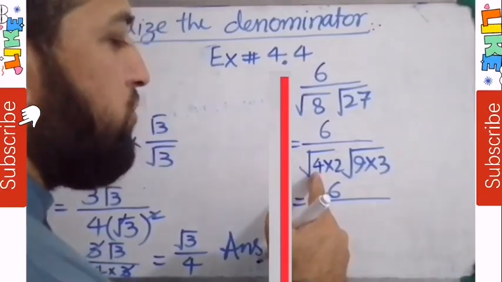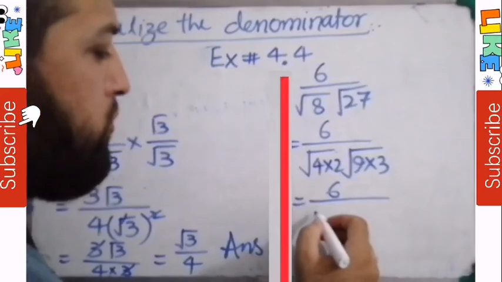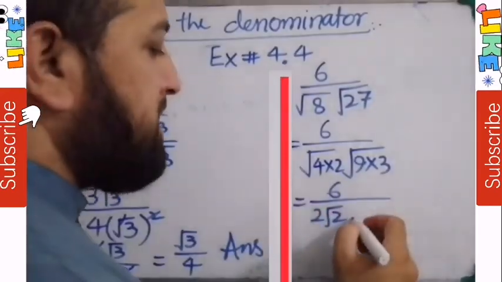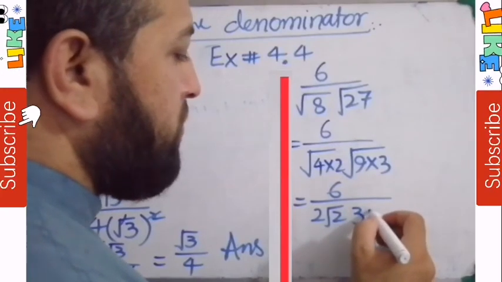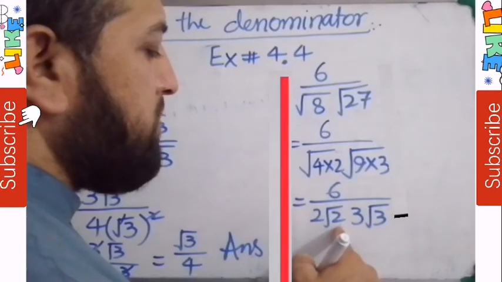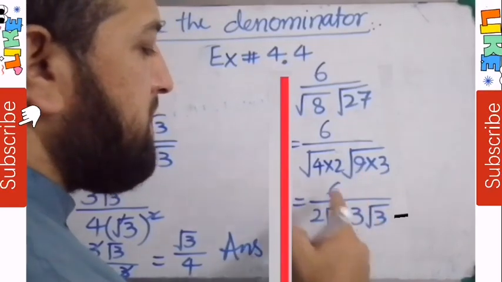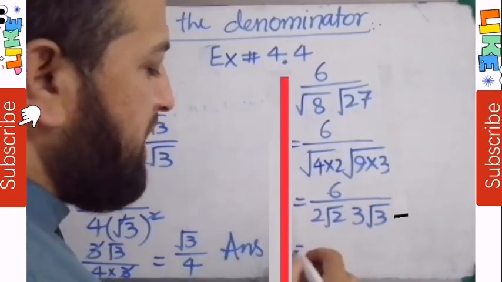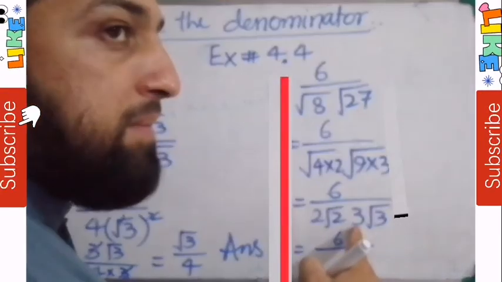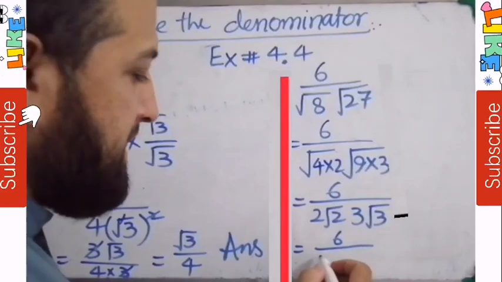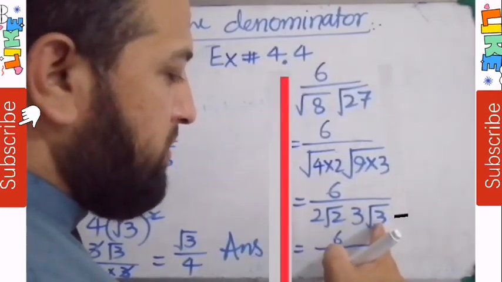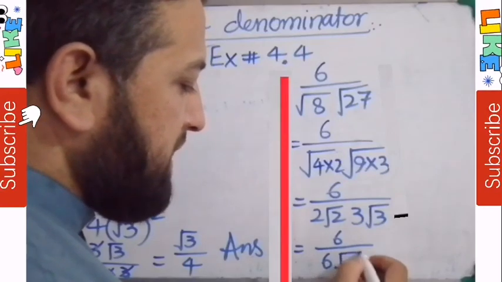6 by square root of 4 is 2, it will become 2 square root 2. Root of 9 will be 3, it becomes 3 square root 3. This 3 remains under the root, this 2 remains under the root, and this becomes 3, this becomes 2. After that we see 6 by, look at it, this 2 multiplied by this 3, they will make 6. This 2 and this 3, these two are under the root, they will make under the root 6.